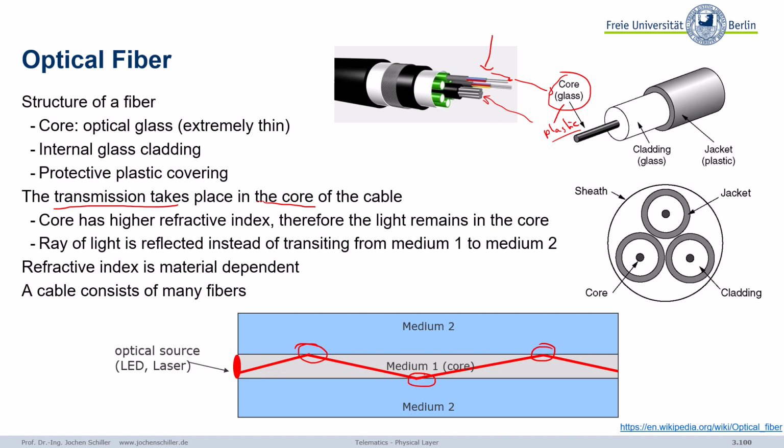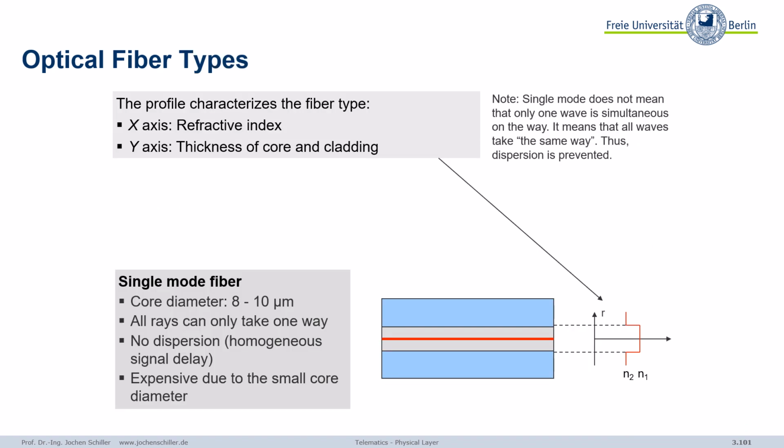So, how does it work? What are the differences of optical fibers? Shown here is, well, we have to get used to this way of displaying the refractive index. On the y-axis, the thickness of the core and the cladding. On the x-axis, you see the refractive index. So this diagram tells you, in the core we have a higher refractive index compared to medium 2 in the example, the cladding, the material around.